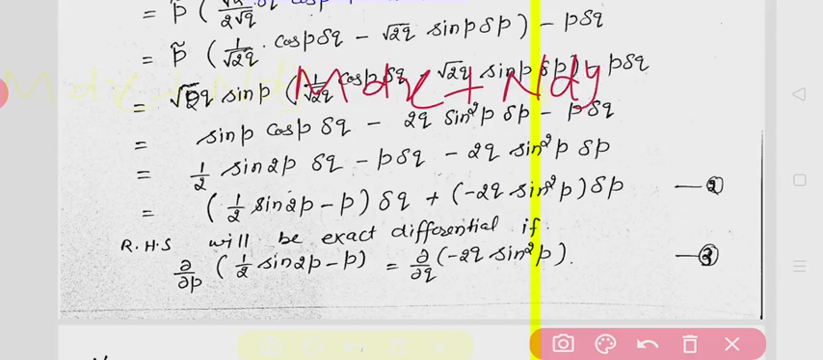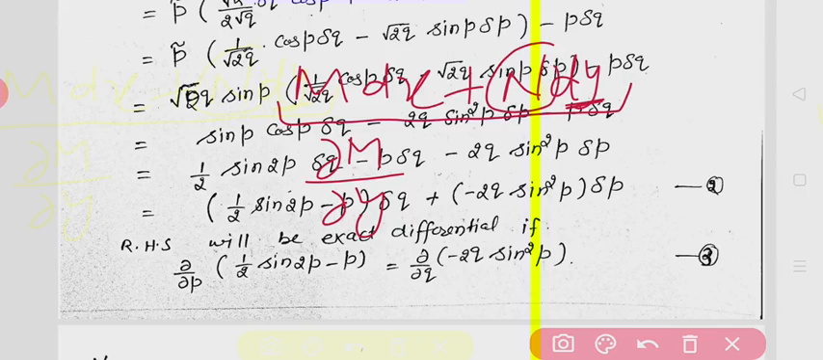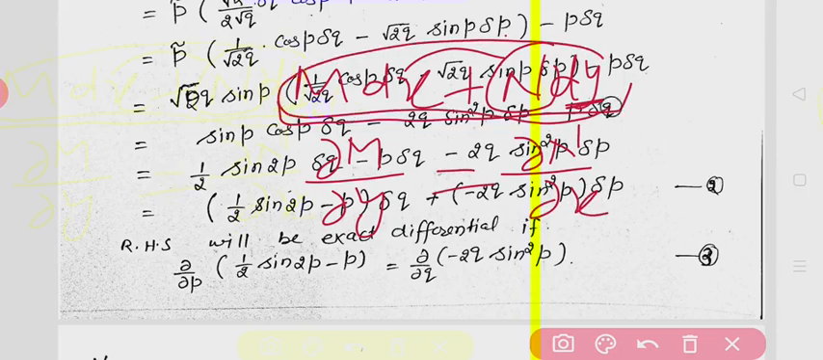So that will be the exact derivative of some function. That means it will be the exact derivative of some function when the partial derivative of this M with respect to this y, and the partial derivative of this N with respect to this x, are equal. Then this will be equal to some exact derivative of some function.